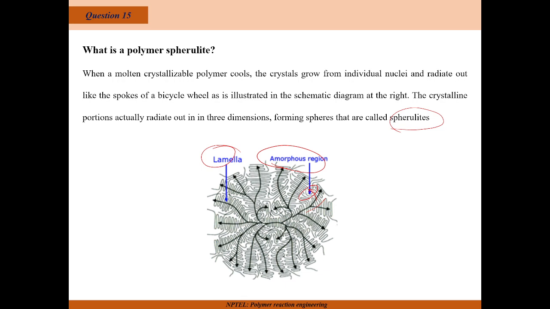As I said, that is the answer. Not all polymers can show this property. When a crystallizable polymer polymerizes, it starts from one center point and then radiates outwards, forming crystalline nature, but the entire thing won't be crystalline. So there are regions which are amorphous in nature also. That is the major idea of the spherulite. That is that question. Let's move on to the next question.